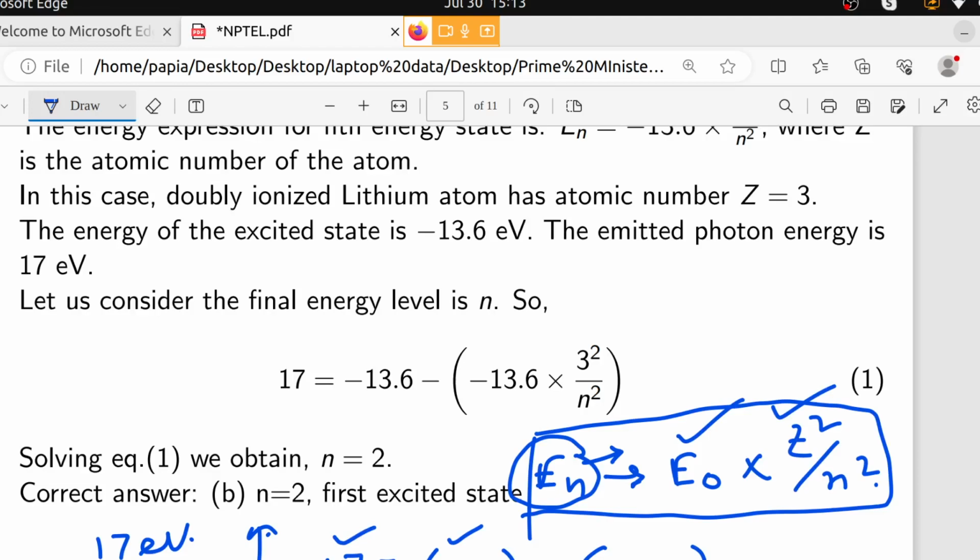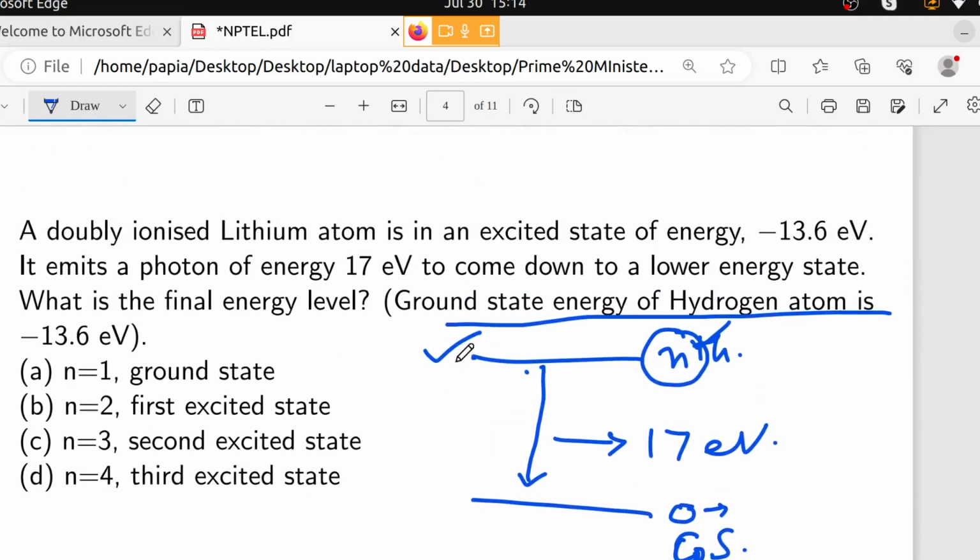What is the value of these two states? One is minus 13.6, and the other is E0, minus 13.6, times Z square by n square. For lithium, we all know that hydrogen, helium, lithium, it has Z equals 3. So 3 square divided by n square. This is the expression. If I calculate a little bit on that expression, we can see that n equals 2, which is the first excited state. This will be the actual answer for the final energy level, where it comes with a release of a photon of energy 17 electron volt.